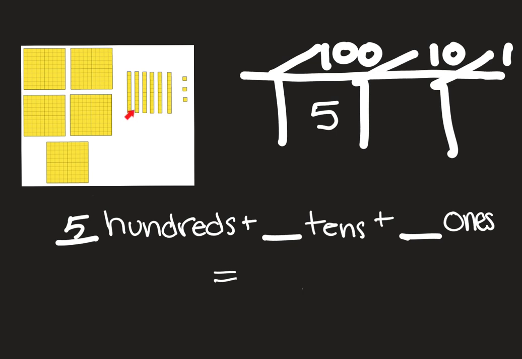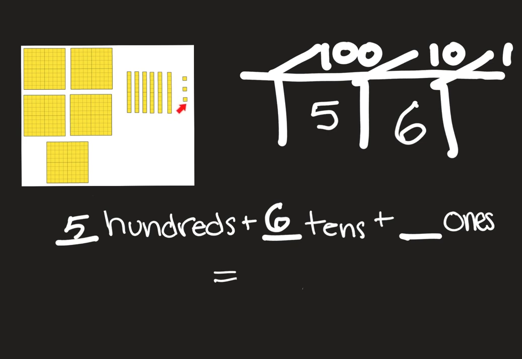Then each of these individual bars is worth 10 because there's 1, 2, 3, 4, 5, 6, 7, 8, 9, and 10 ones in each of these. So 1 ten, 2 tens, 3 tens, 4 tens, 5 tens, and 6 tens. So let's write 6 tens in the place value chart and 6 tens in expanded form.